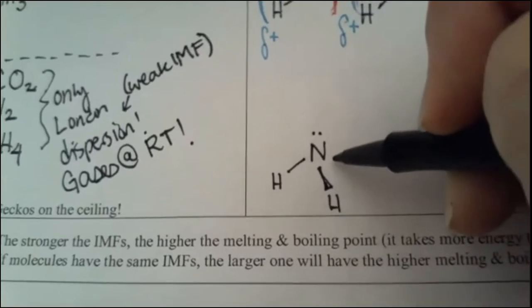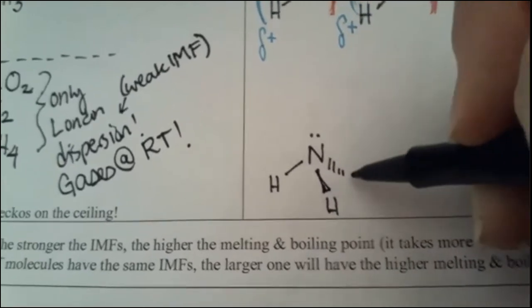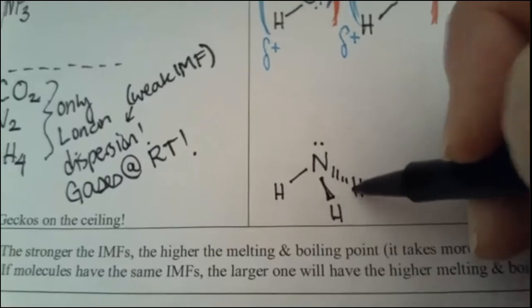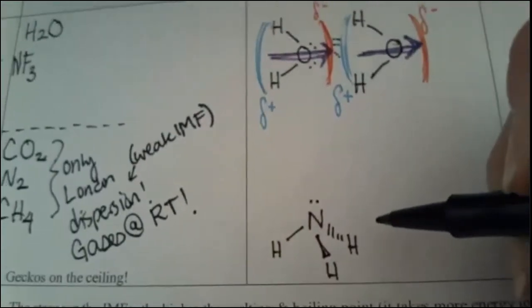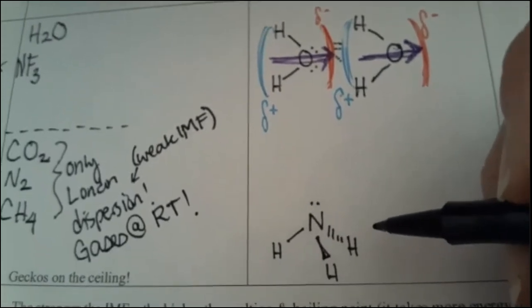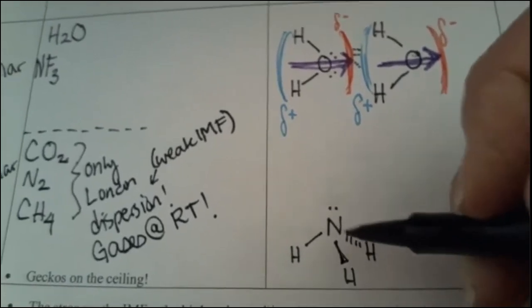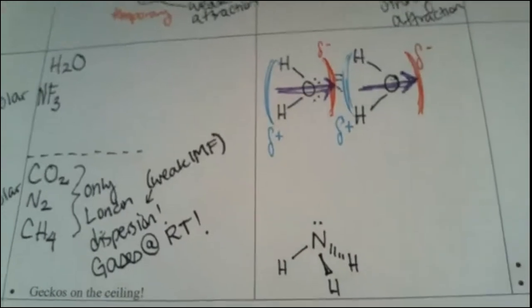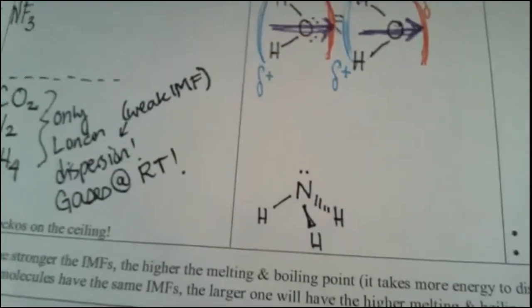And actually, this is the perspective drawing. I'm showing it with the wedge and the dash to show perspective, how that is a trigonal pyramidal shape. And is NH3 a polar molecule? Is there enough of an electronegativity difference between the nitrogen and the hydrogen there?